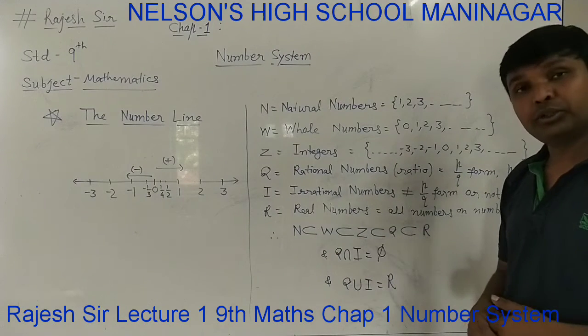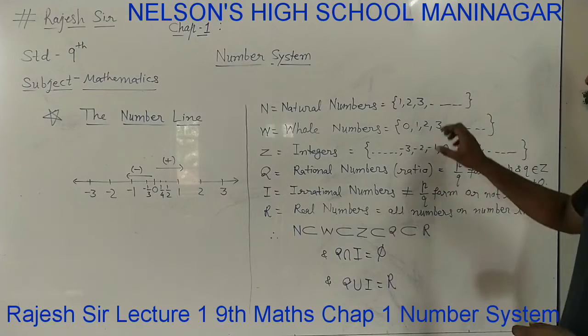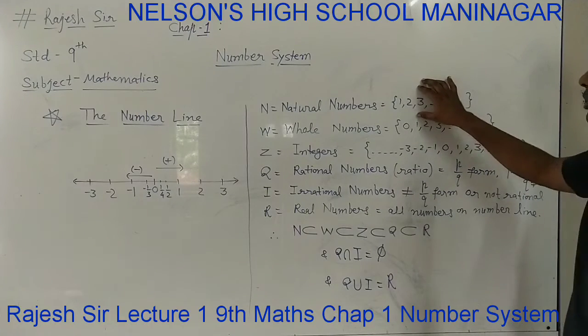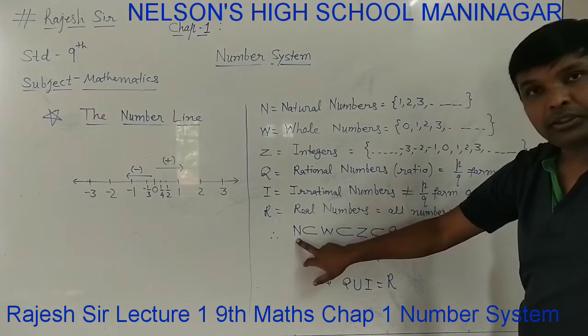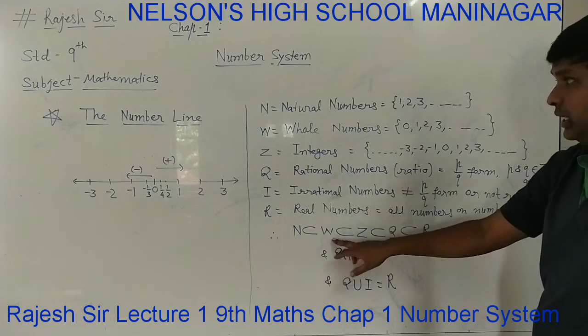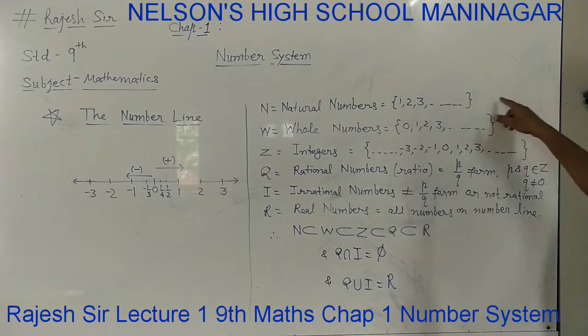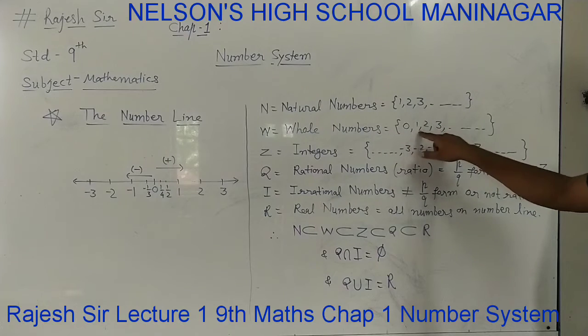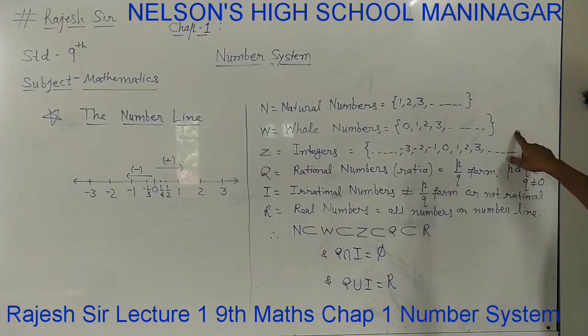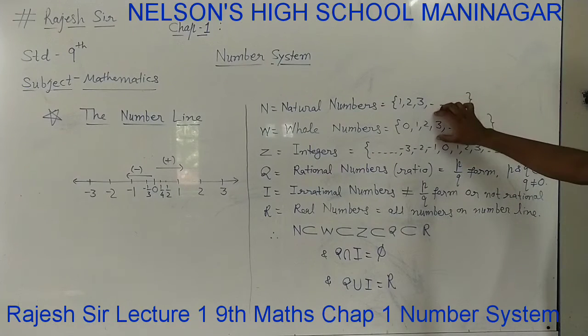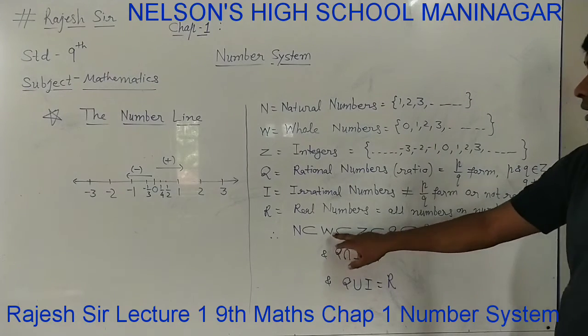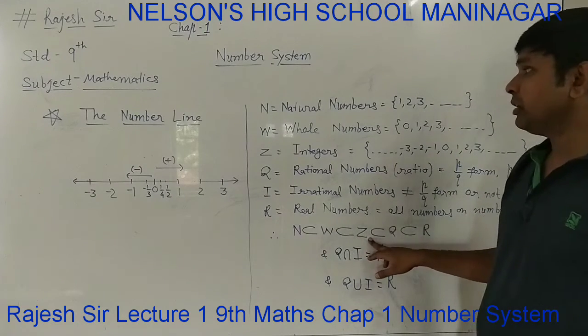For being a subset, you know the knowledge about it: if every element of N is in W. Every element of N is 1, 2, 3, 4, all the numbers, and in W also 1, 2, 3 come. So all the elements of N are in W, so we can say N is a subset of W. This is true. Now W is a subset of Z, in a similar way.